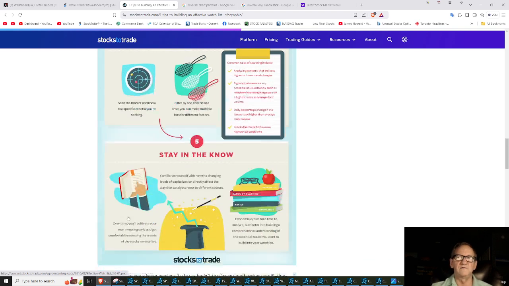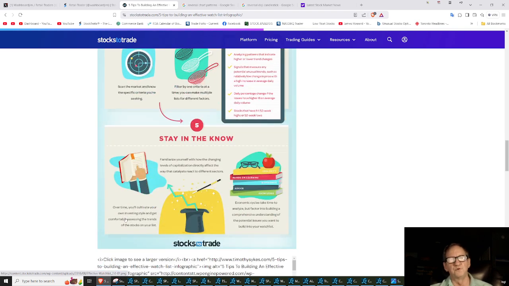And be in the now. Number 5 is the most important one of all. Keep up on the news. Be in the now. Right now, we have a new president. We are unburdened by what has been.